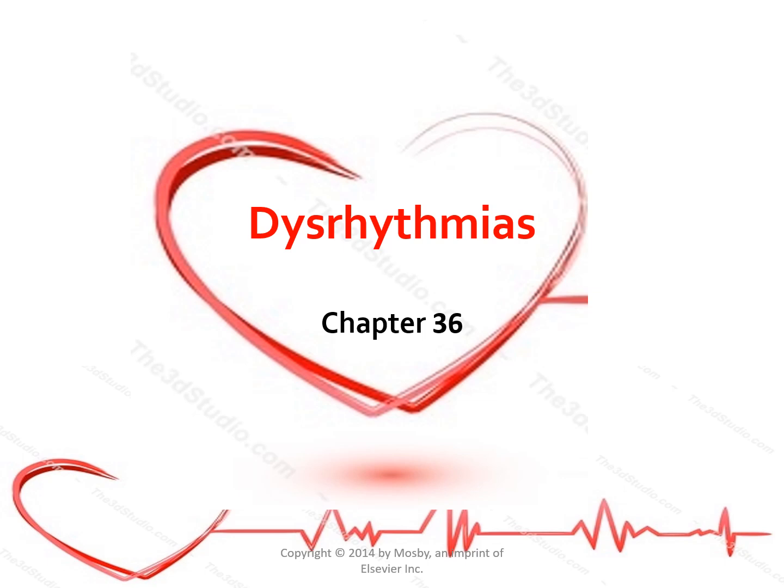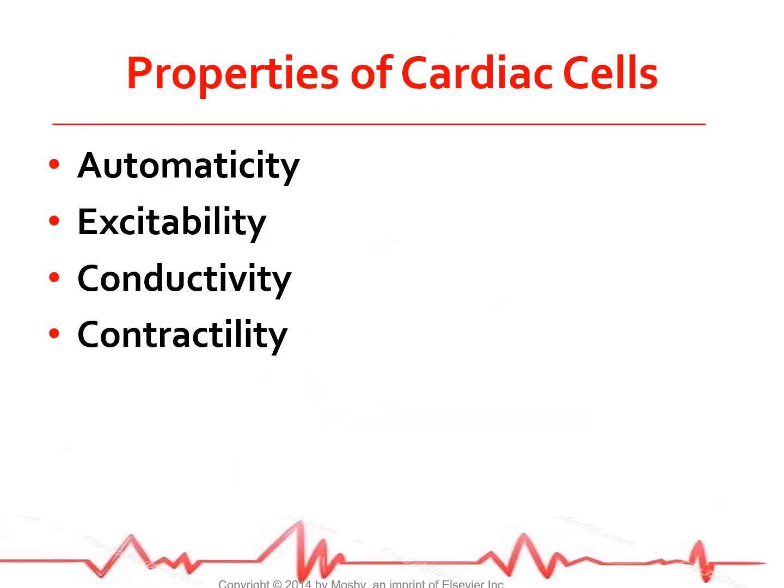Before we move on, we will discuss the normal conduction pathway. The really cool thing about cardiac cells is that all cardiac cells have these four properties. Whether the impulse is coming from the SA node or from a random cell somewhere within the atria or even the ventricles, all cells in the myocardium have all four of these properties, which is how dysrhythmias come about.